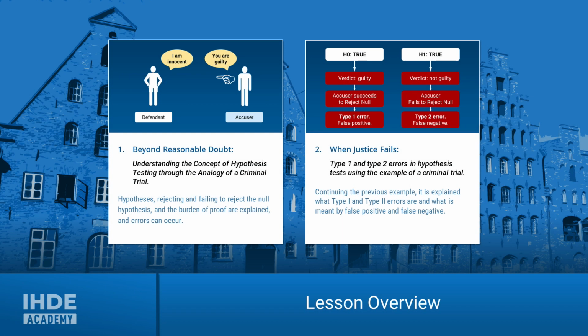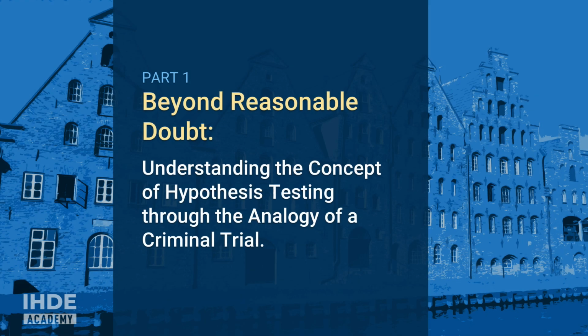This lesson is divided into two chapters. The first chapter explains the basic concept of hypothesis tests using the analogy of a criminal trial. In the second chapter, this example is continued and the type 1 and type 2 errors are explained. Let's start with the basics of hypothesis tests, hopefully explained in an understandable way using the analogy of a criminal trial.